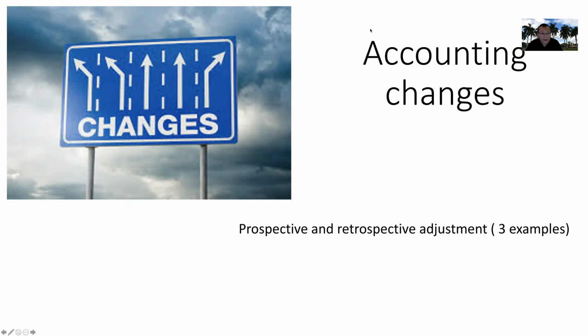Hello, everyone. In this video, I'm going to give you some examples of how to make adjusting entries to consider the accounting changes. We have learned about the three accounting changes: change in estimate, correction of errors, and a change in accounting policies. So for each type of change, I'm going to give you one example to show you how we're going to make the appropriate adjusting entries.